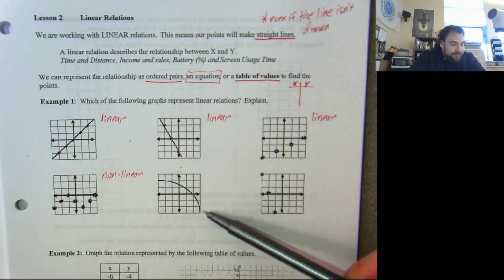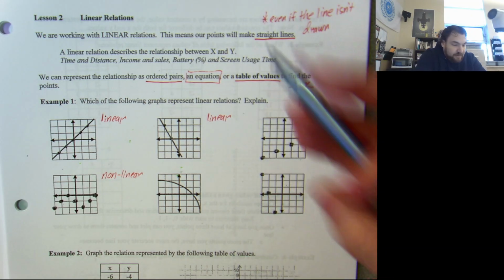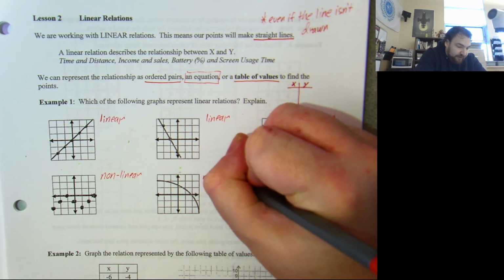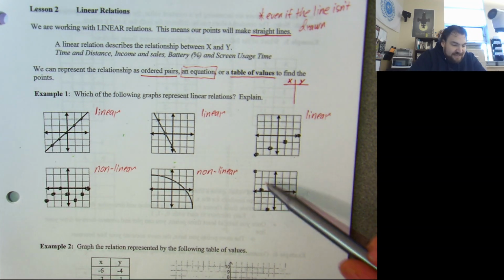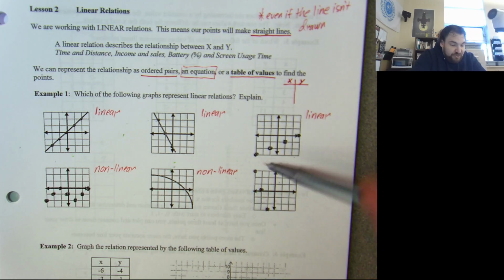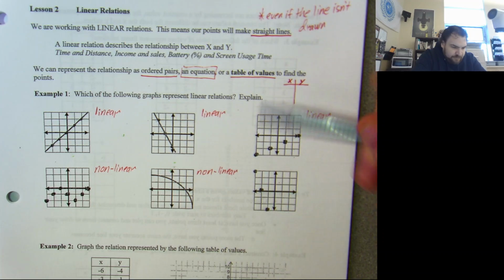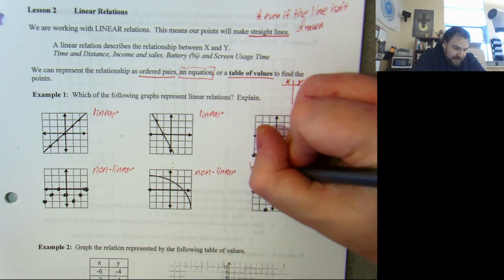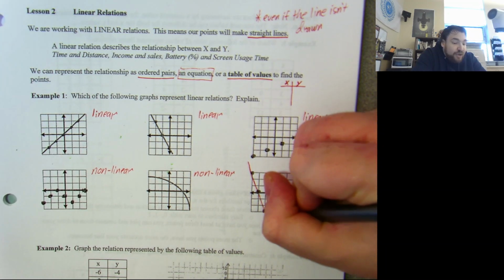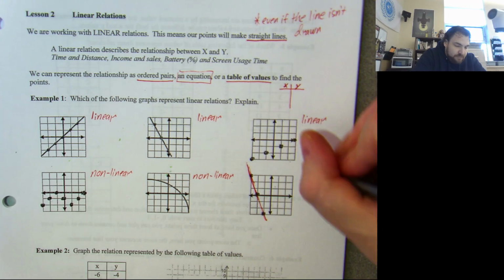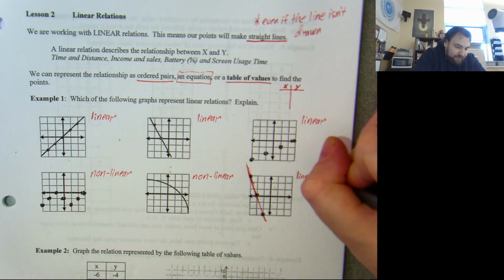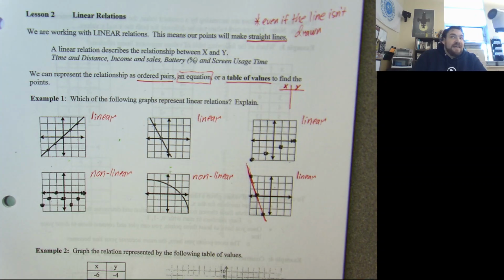How about this one? No. It's a line, but it's curved. So this is also nonlinear. And this last one? Could I draw a straight line through these three? Even if there's no line, if I could draw a straight line through it, it's linear. The line does not have to be there for it to be considered linear. You just have to be able to do it if you're allowed.